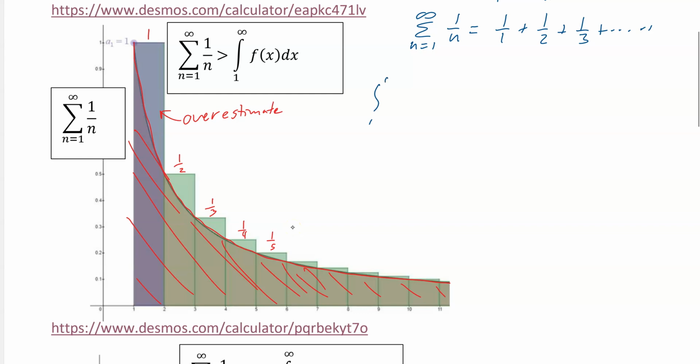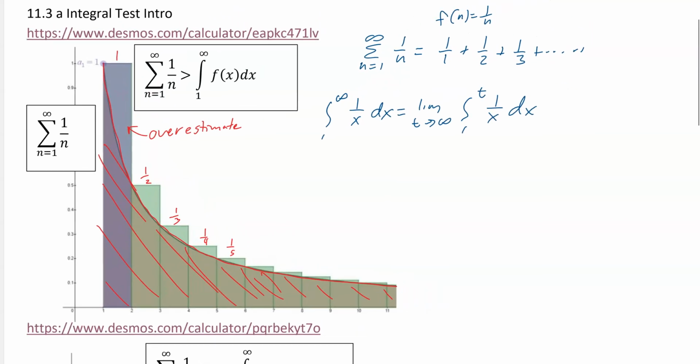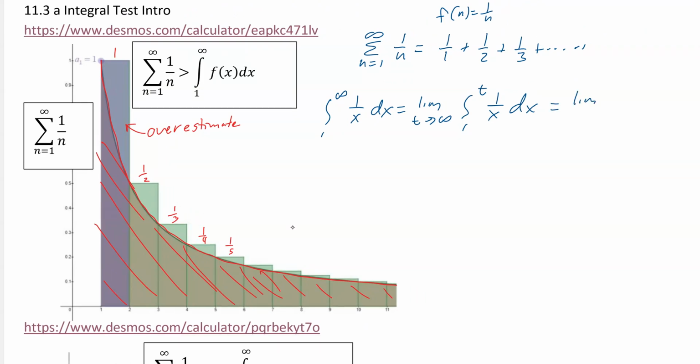We know that the integral from 1 to infinity of 1 over x dx is equal to the limit as t approaches infinity of the integral from 1 to t of 1 over x dx. And then that is the limit as t approaches infinity of ln of x from 1 to t. So if we plug that in, we get the limit as t approaches infinity. And this should look very familiar. It's from 7.8, our improper integrals. We did this one already, and we showed that this becomes infinity. So it diverges.